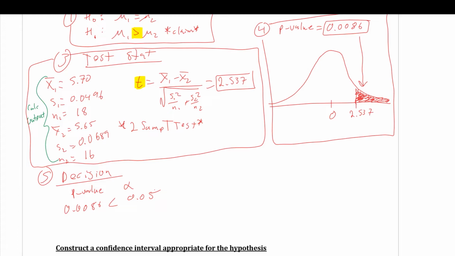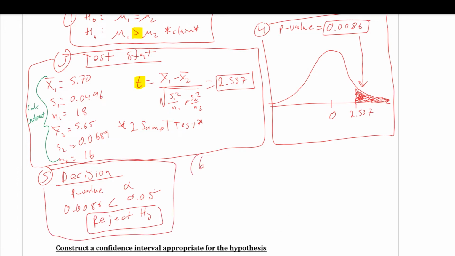And in our case, our p-value is 0.0086. So there's less than a 1% chance of us making an error if we reject the null hypothesis. And we're okay with that because we were willing to take it up to a 5% chance of making that mistake. So we're in good shape here. We're going to go ahead and reject the null hypothesis. We're willing to take that risk.